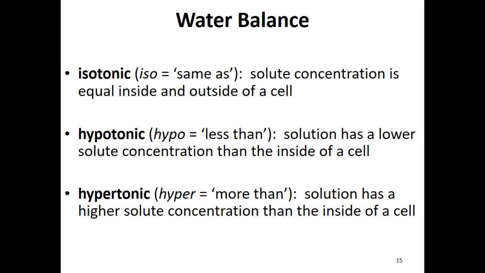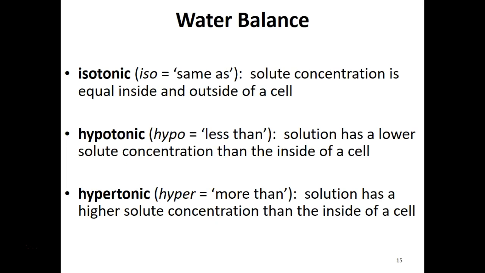There are three types of tonicities that we talk about. Iso means the same as, and so an isotonic solution has an equal amount of solute to water ratio inside and outside of the cell. In a hypotonic solution, there is less solute in the solution than there is in the cell.